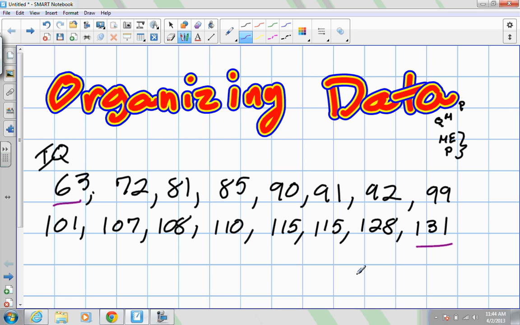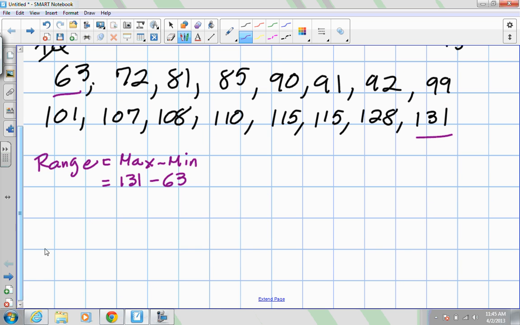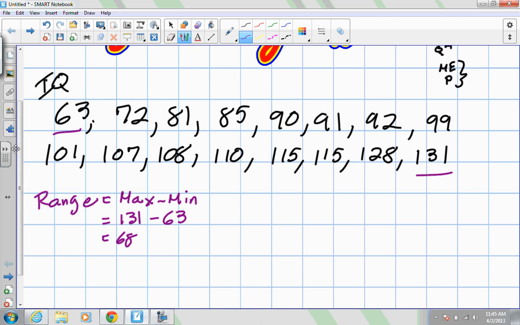Okay? So there's a couple of things we do want to talk about. First of all, a range. If I was to ask you what the range of the scores were, what would you do to solve this? Yeah, that's right. We're going to take the top value, so I'm going to call it the max, and we're going to subtract the minimum value to find the range of these scores. In this case, that's 131 subtract 63. What is it, 68? Okay. So the scores ranged a matter of 68 IQ points. Okay? So we've talked about the range.